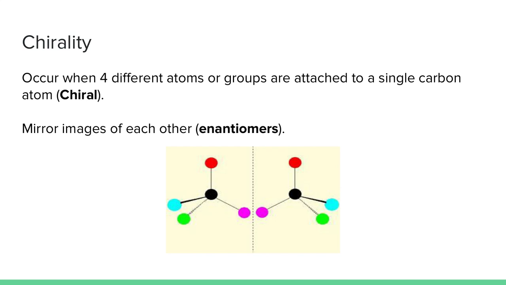In this video, we're going to take a look at the role of chirality in creating and producing different medications. To remind ourselves, chirality occurs when we have four different groups of atoms attached to a single carbon atom. When you have a chiral center, you're going to have two stereoisomers that are mirror images of each other, otherwise known as enantiomers.